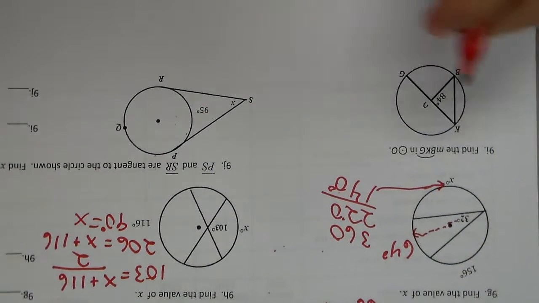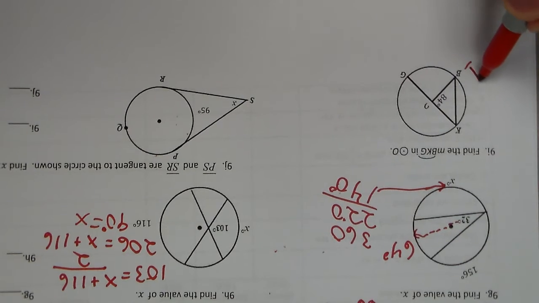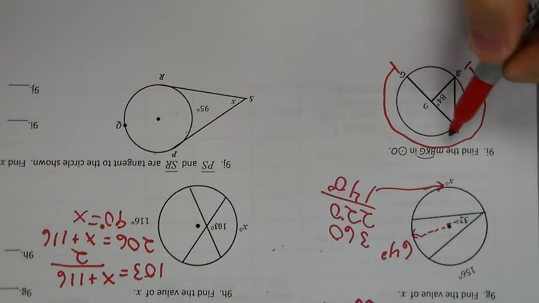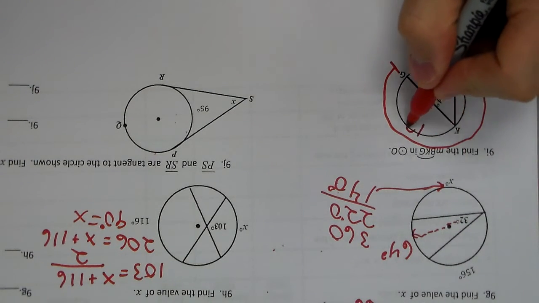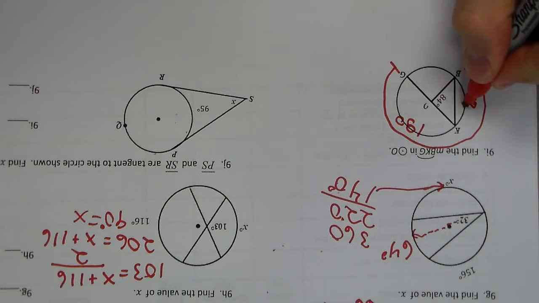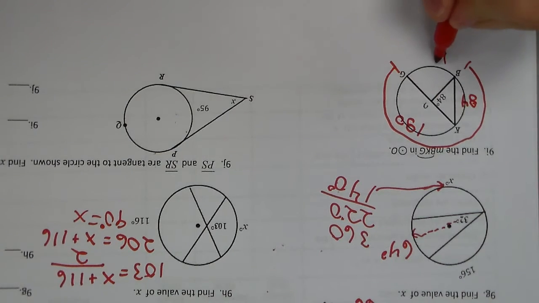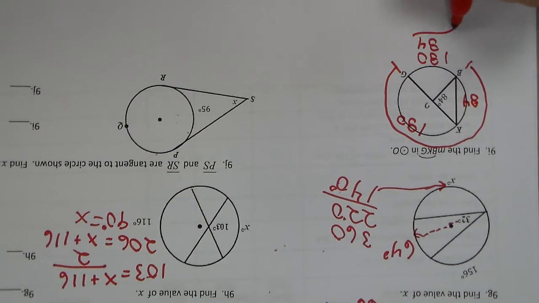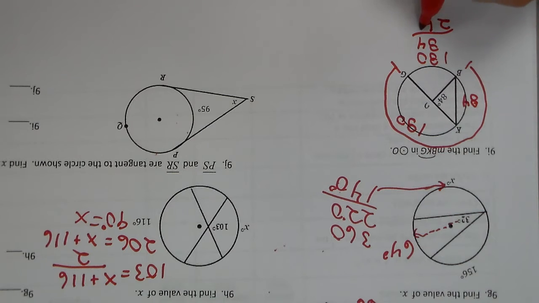For 9I, I'm going to need to find the arc BKG. Well, I know this is half the circle, so this part is 180. In order to find this portion, since this is a central angle, I put the 84 out here. 180 plus 84 equals 264, which is the measure of arc BKG. It's a major arc, so remember that one.